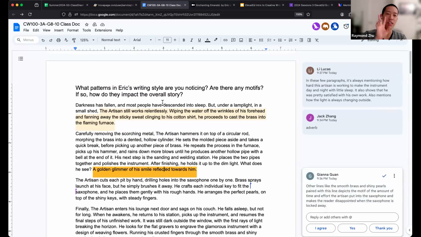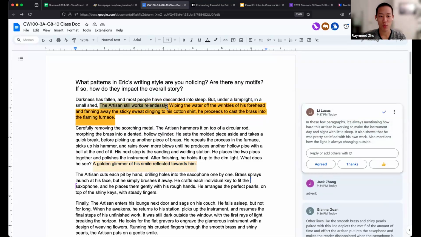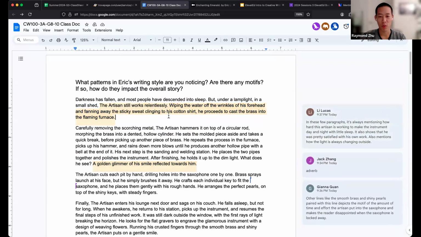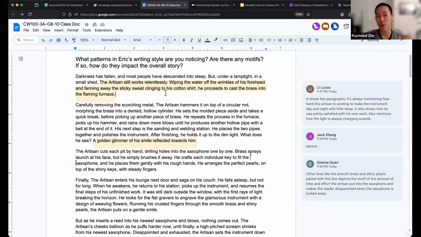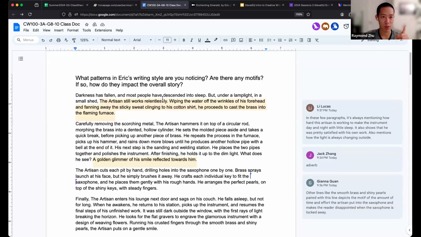So the second flow pattern, or I guess I should say first because the last one was a motif, the flow pattern I was looking for is this sentence. The artisan still works relentlessly, and then wiping off the water, blah, blah, blah. But each of these first paragraphs in this first section has one sentence, or at least one sentence with that structure. So the artisan works relentlessly.